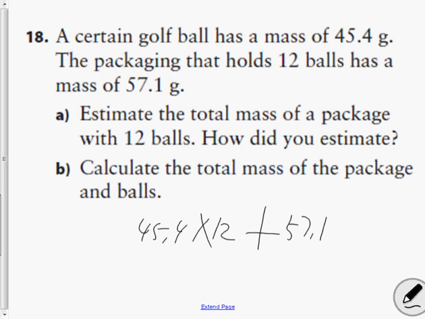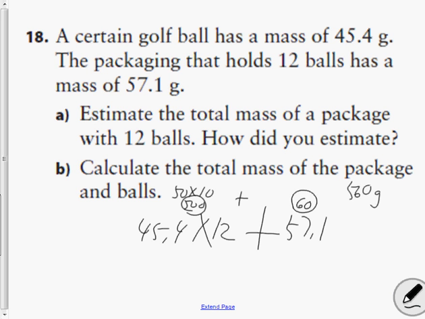If I estimate this, I can make this 50 times 10. So the estimation will be 500 for the weight of the balls. And I'll make this 60 because that's pretty close to it, because I can do it pretty quick. So the estimation for the sum of those two, 12 balls and the package, the mass should be about 560 grams, or a little bit more than a pound. 454 grams in a pound.